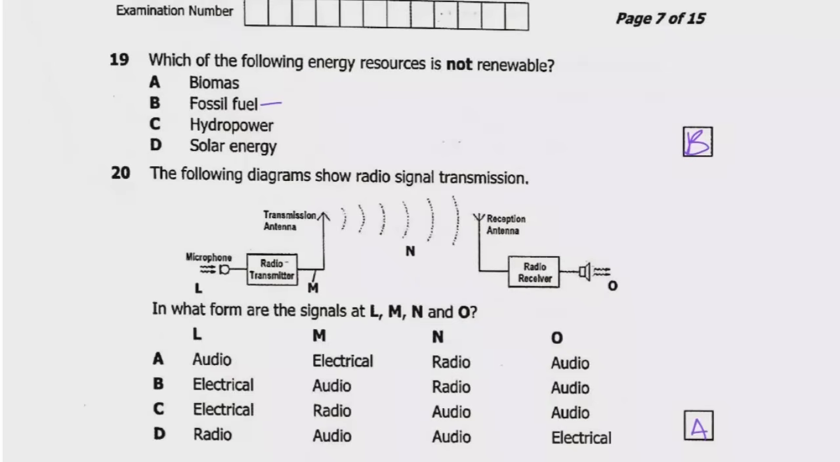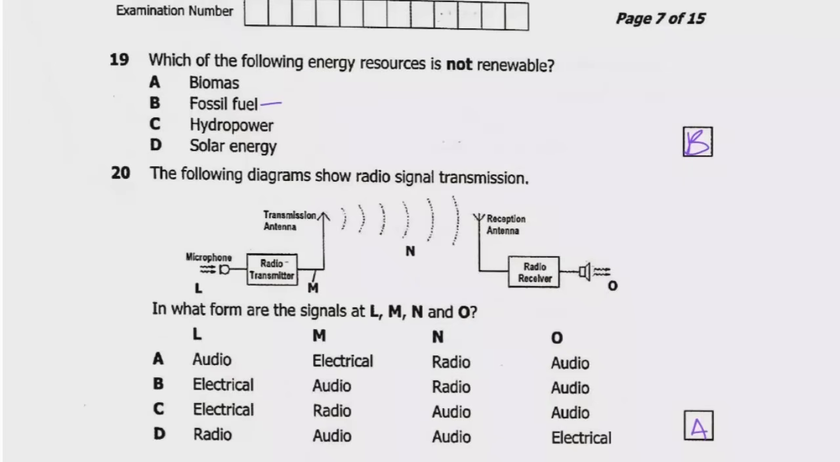So we have M, which is electrical, that's correct. N, that is radio signals, that's correct. O, that is audio, yes. Now the speaker releases the sound, we hear it, that has just become audio. So A is correct, all the letters are correctly named.